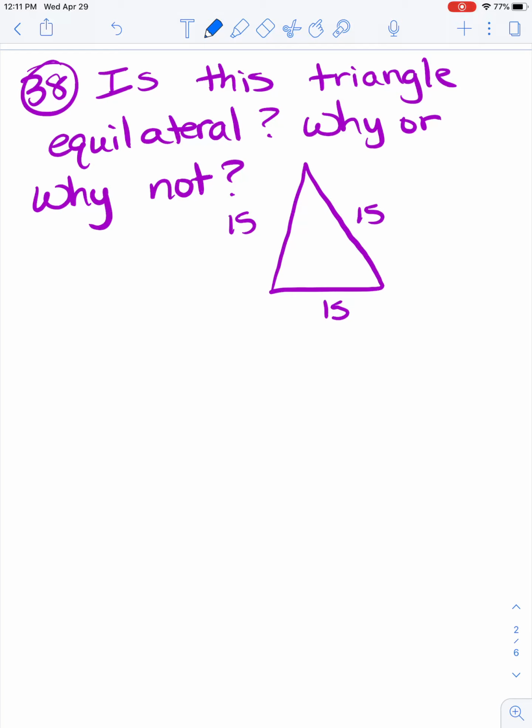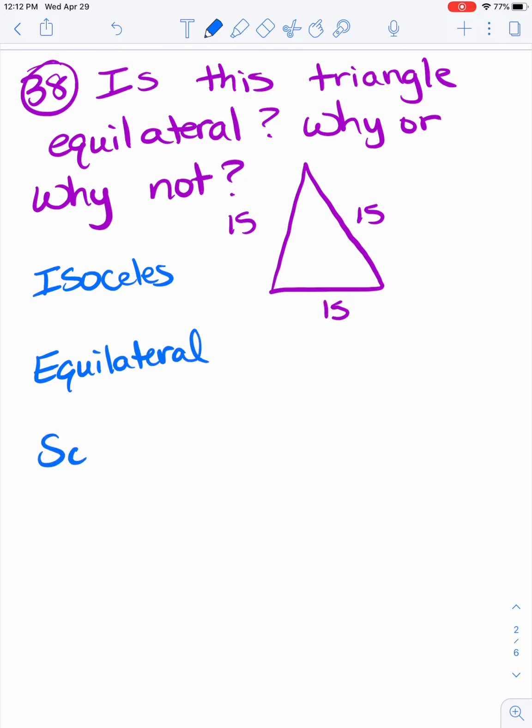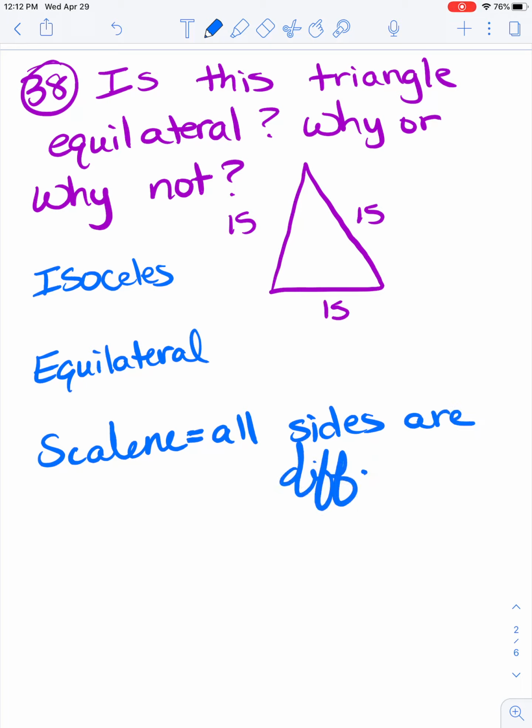Is this triangle equilateral? So we have isosceles, and I might not spell this right. We have equilateral, and we have scalene. I want you to remember scalene. I want you to remember when Braylee and I were joking about getting on a scale. Would we be the same? No. If I got on the scale with Charlie, would I be the same? No. Scalene, all sides are different.